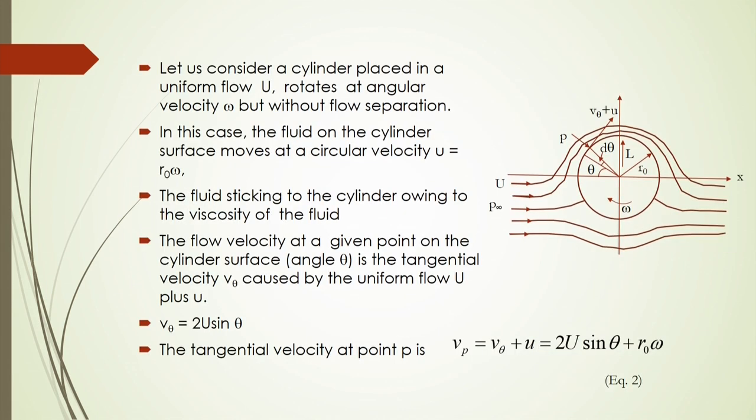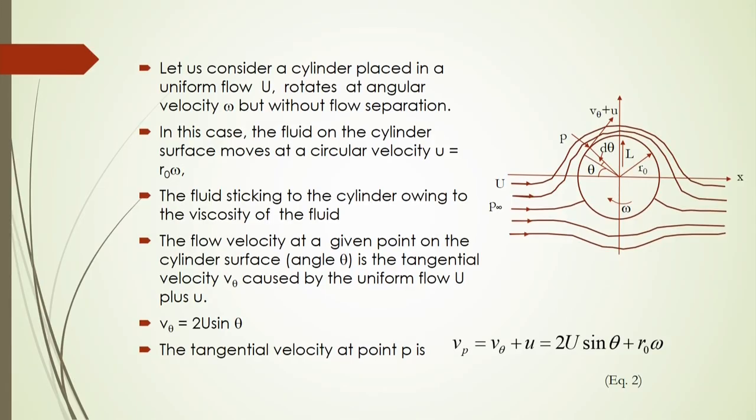Now, let us consider a cylinder placed in a uniform flow u, rotating at angular velocity omega, but without flow separation, as shown here in the figure. The flow flows over this cylindrical surface, and at the surface the fluid will have the angular velocity omega, but there will be no separation of the flow.